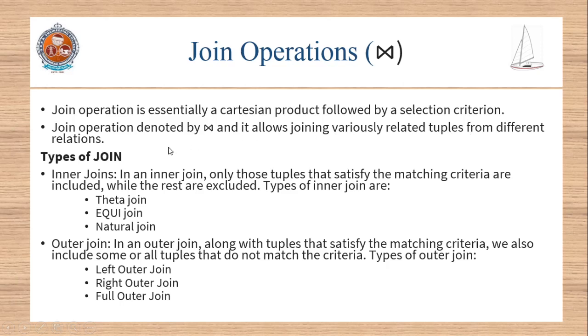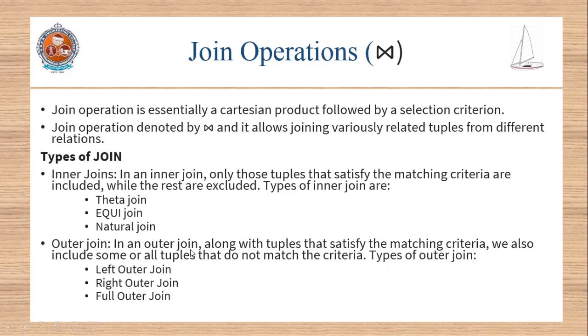We have two types of joins, the inner join and the outer join. Coming to inner join, only those tuples that satisfy the matching criteria are included, while the rest which do not satisfy the condition are excluded. We again have three types of inner joins, namely theta join, equi-join and natural join.